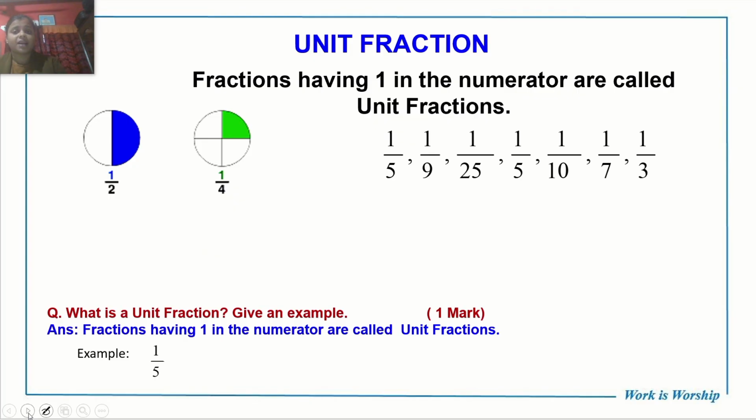Now, a unit fraction means the numerator of a unit fraction always remains 1. Okay, always remains 1. Now, 1 by 5, 1 by 9, 1 by 25, any number, the numerator will be 1 of the fraction. Then it is known as a unit fraction.